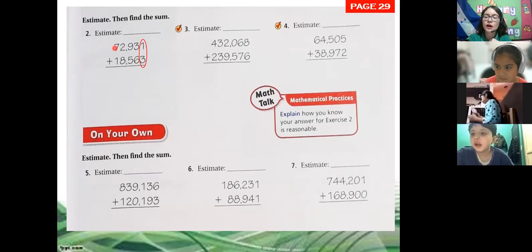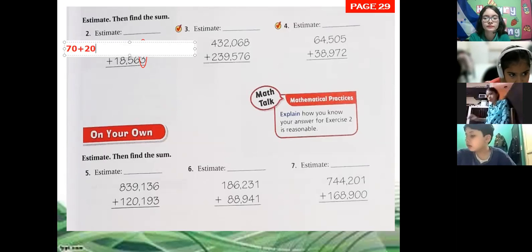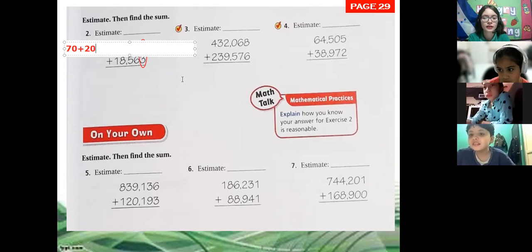Estimate is when we are finding like the total. So we estimate. Instead of having 72,000, we're going to have 70,000 plus 20,000. 70 plus 20. What's the answer of 70 plus 20, class? 90, that's right. Let me erase this. Okay, 90.